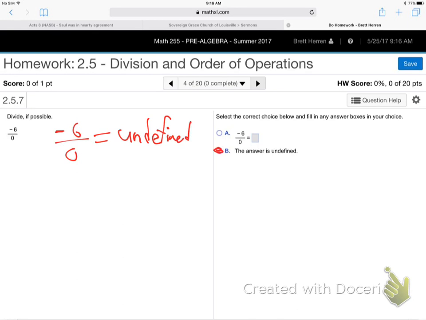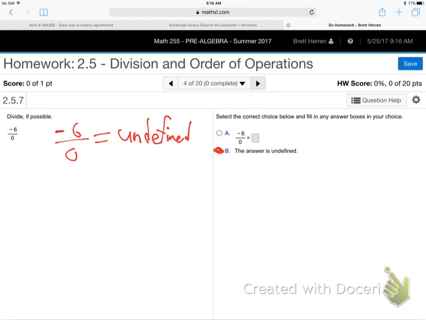Undefined. That's the answer. Yeah, you can't have 0 in the bottom of a fraction. Why not? 6 pieces of nothing is nothing. Well, so why wouldn't the answer be 0 then? 6 pieces of nothing would be nothing, so that should be 0. Why is this undefined thing? Why don't we just say 0? You have nothing to divide into, right? Yeah.